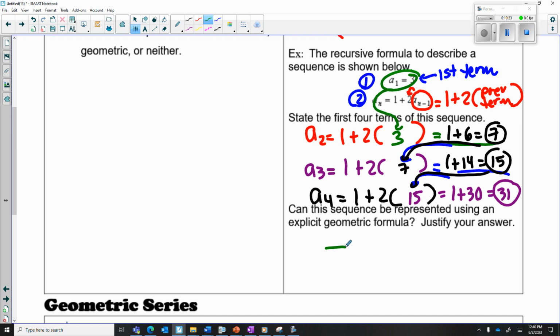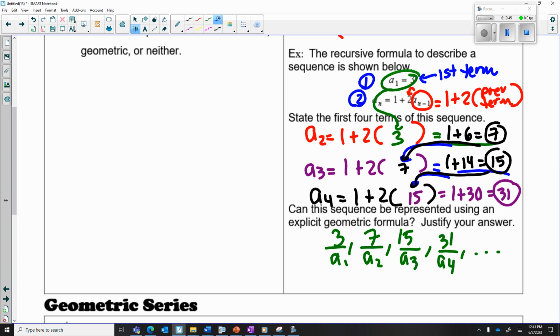So if we had written these all out in a line, we would have A1, A2, A3, A4, and we would have the pattern 3, 7, 15, and 31. So the question says, can the sequence be represented as an explicit geometric formula?